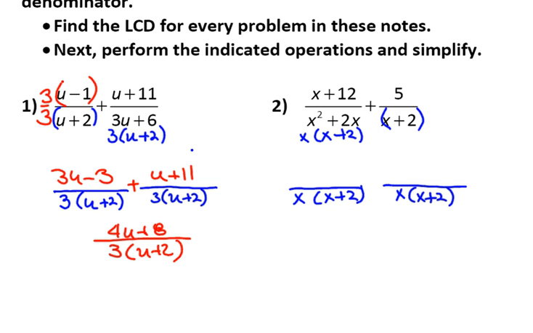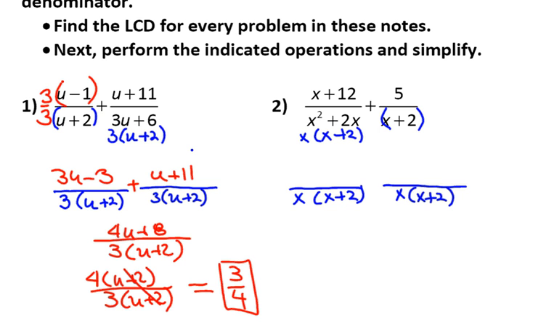All right, so hopefully you've done enough reducing that you recognize that that 4 is going to come out and leave me with u plus 2 over 3 times u plus 2. The u plus 2's cancel, and my final answer is 4/3.